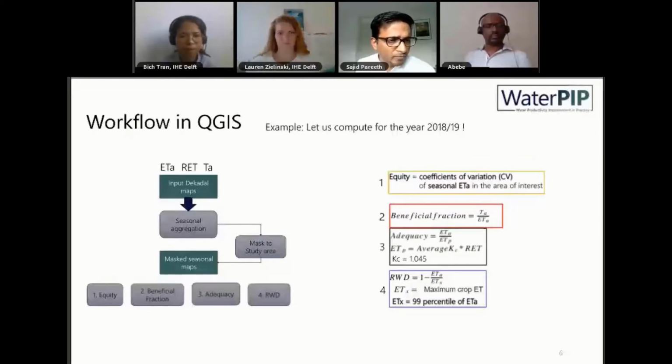We have three variables: WaPOR actual ET, reference ET, and transpiration. First, we have to do a seasonal aggregation to get seasonal maps. We have to mask to the study area. And then from the masked seasonal maps, we will compute those indicators. So without wasting much further time, let us get into QGIS.